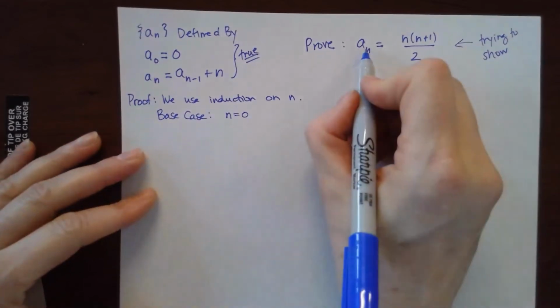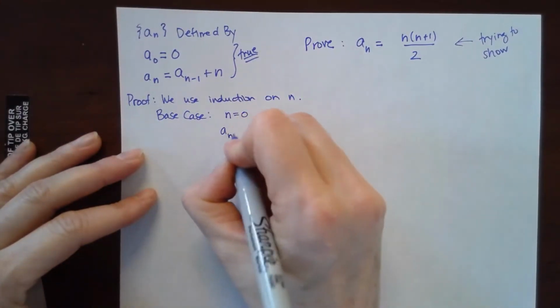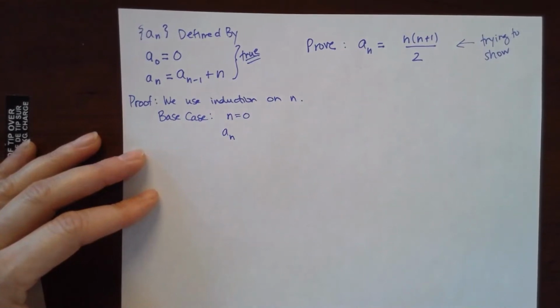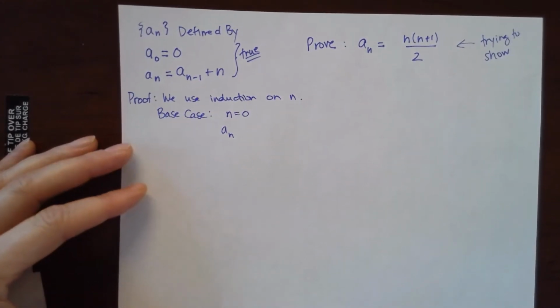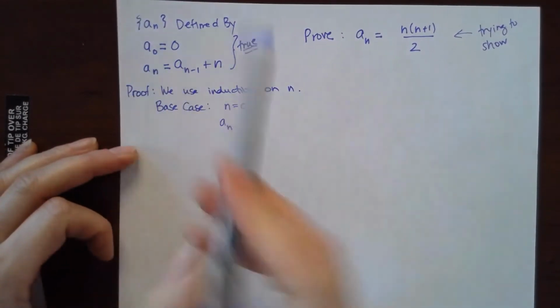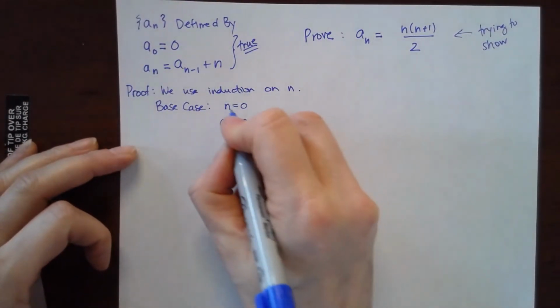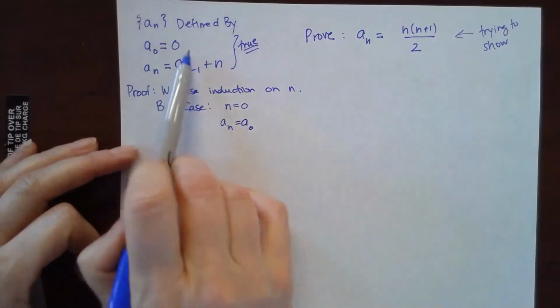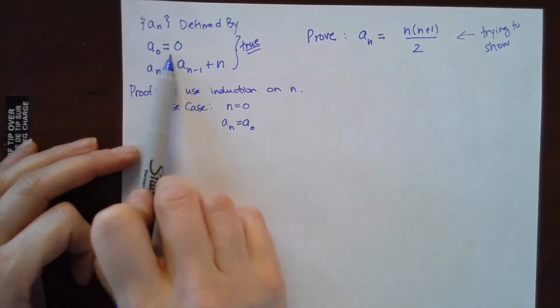So first of all, I'm going to look at the left side, a sub n. If I want to know what a sub n is, I have to go to something that I know is true, and that's the definition. So when I substitute in 0 for n, I go over here to stuff that I know is true, and I go, oh, look, there it is.